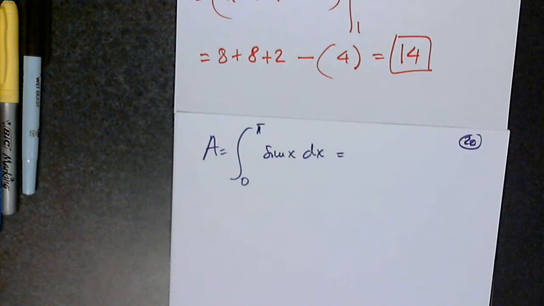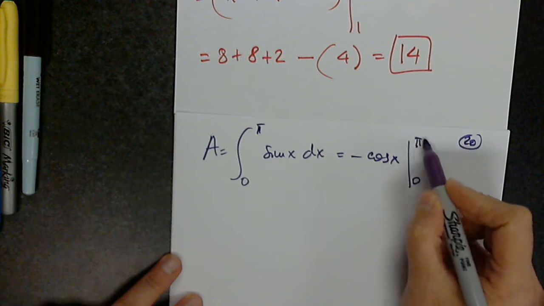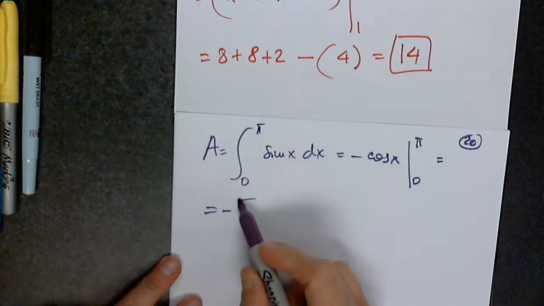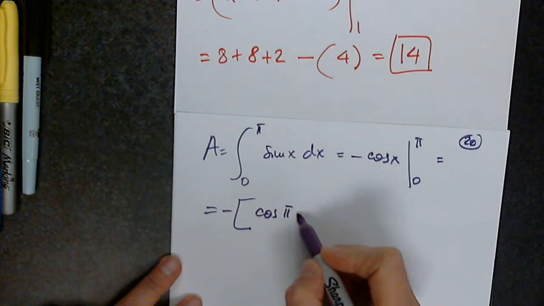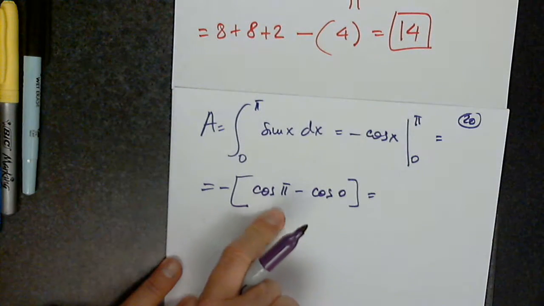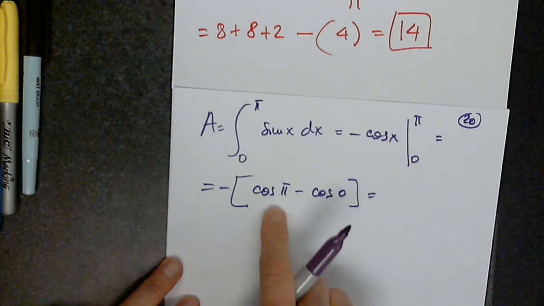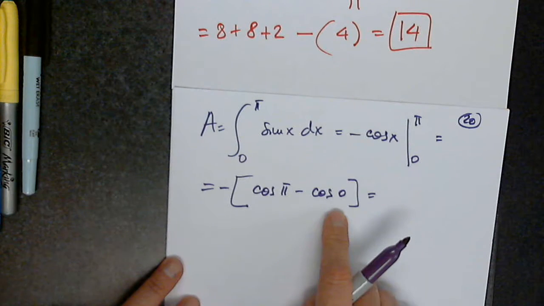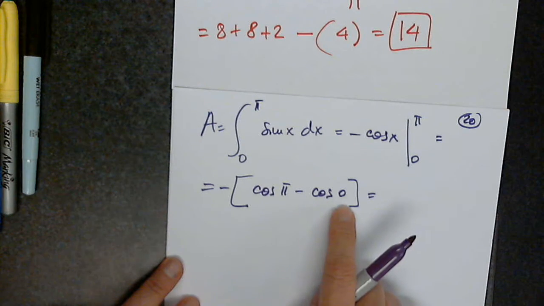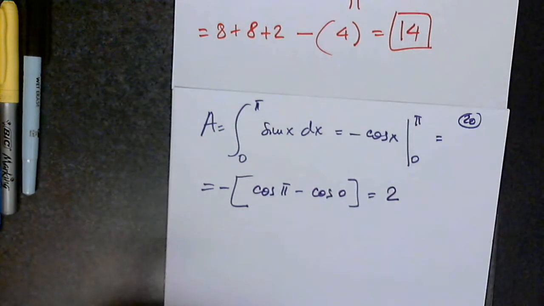What function prime is sine x? Very good. Negative cosine x from 0 to pi. Negative, leave it outside: cosine pi minus cosine 0. Cosine pi is negative 1. Cosine 0 is 1. So negative 1 minus 1 is negative 2, with the minus in front, giving 2. And it was really close to 2. It was a little bit below and a little bit above when we did that.